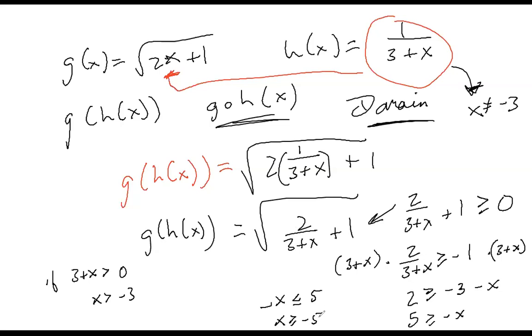And for things greater than that, like let's say 10, 2 over 3 plus 10 is a positive number, so I can take the square root of a positive number, no problem. So this is one part of my domain. Keep in mind, I've got to get this involved. But I should also consider the other situation, which is that 3 plus x could be less than 0. So I need to examine that side next.